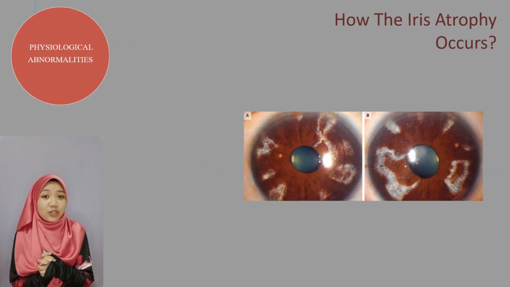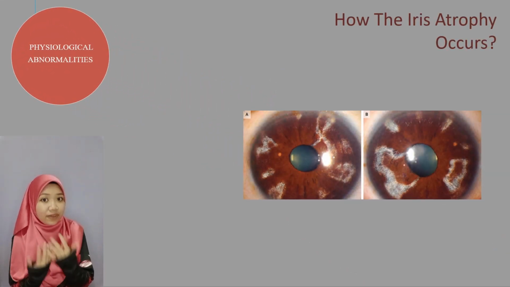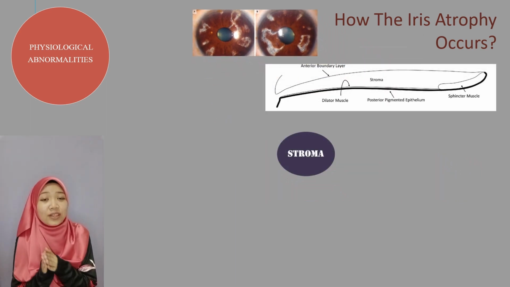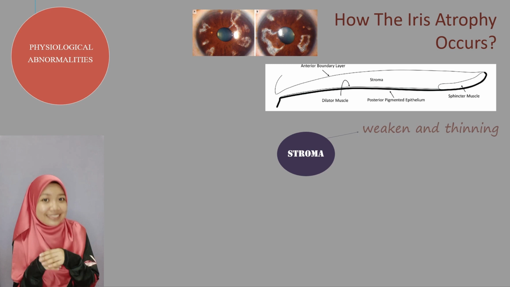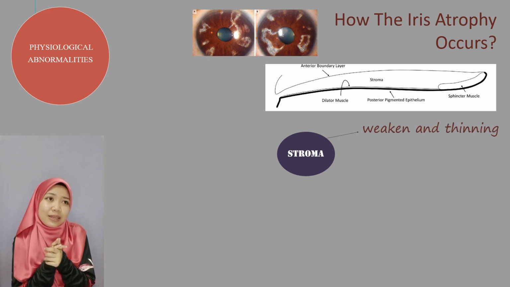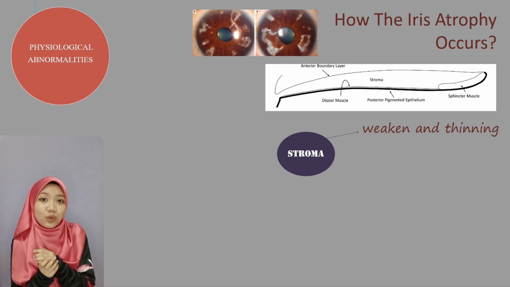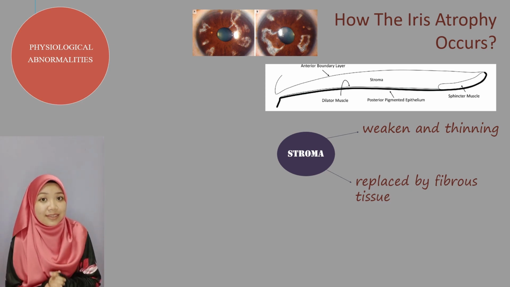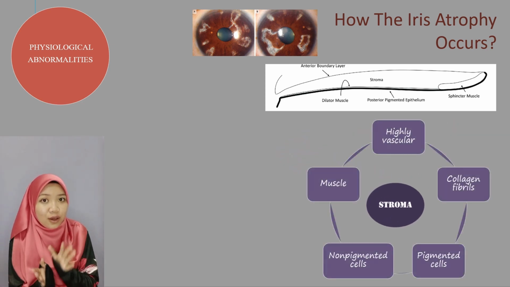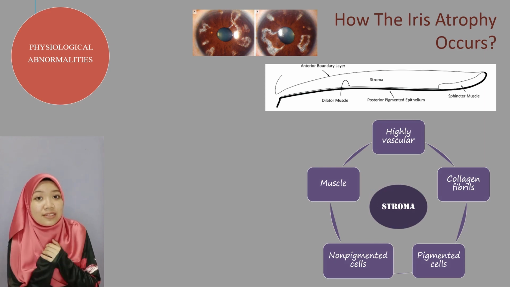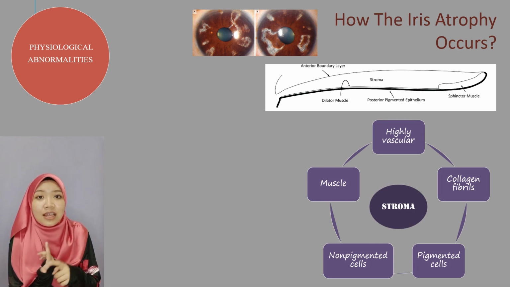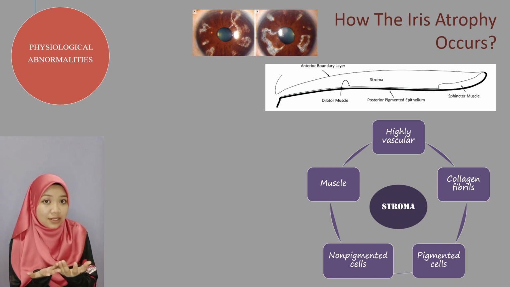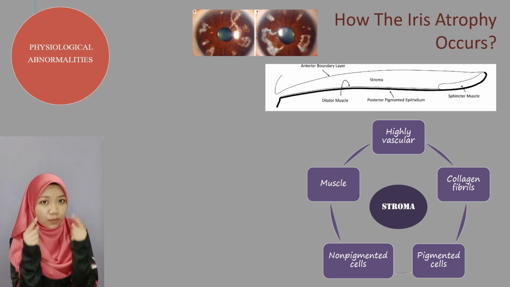Iris atrophy occurs when the layer of the iris is affected, especially the stroma. So iris atrophy occurs when the stroma layer is thinning and weakening, or maybe in some cases, the stroma will be replaced by fibrous tissue. As we know, the stroma layer in our iris has a lot of important things for us, like blood vessels, collagens, pigmented cells, non-pigmented cells, and also muscles to dilate and constrict our pupil.